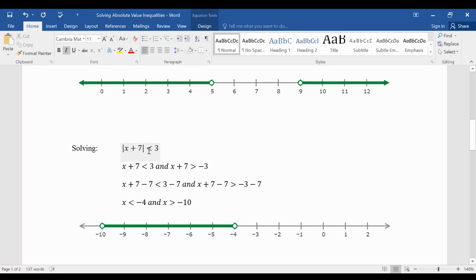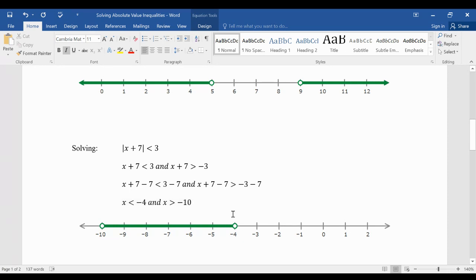We can read this as the absolute value of x plus 7 is less than 3, and that is going to be the compound inequality that we're going to use. So we're going to take everything from here and set it to the positive case. Okay, so x plus 7 is less than 3. We would subtract 7 on both sides, subtract 7 from the positive 7, subtract 7 from the positive 3, and this is going to simplify to x is less than negative 4.